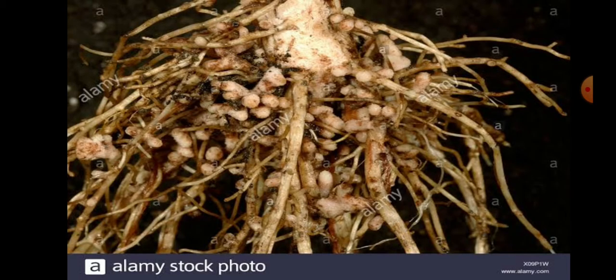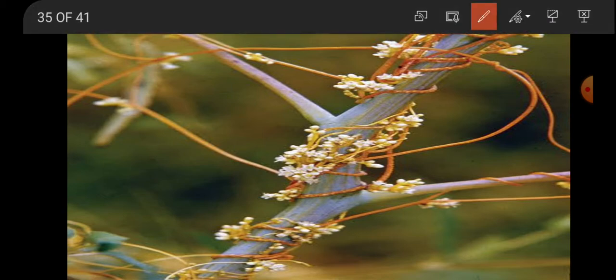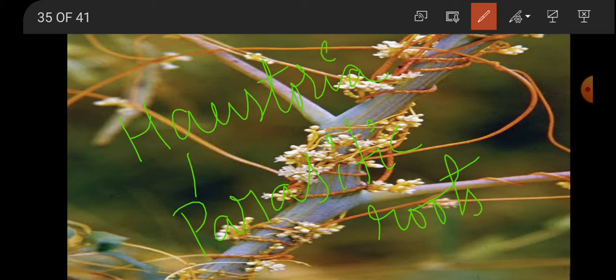Now after the storage roots, another type of modified roots is parasitic roots. Parasitic roots we even learnt in our LP3. The modified roots in parasitic plants are called Haustoria. Very good. Yes, the modified roots are called Haustoria.